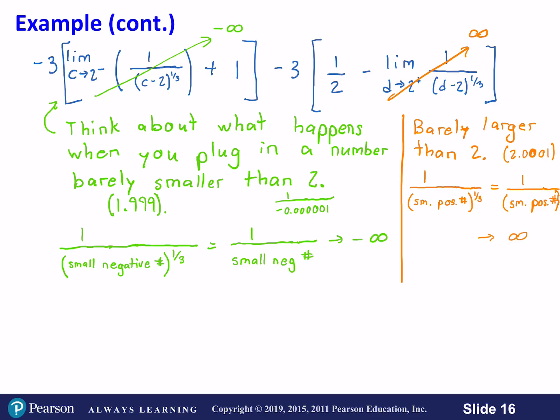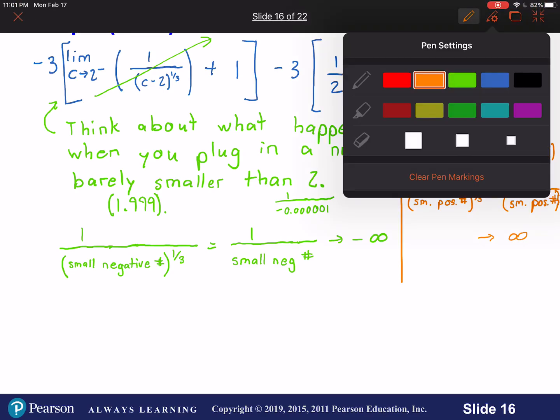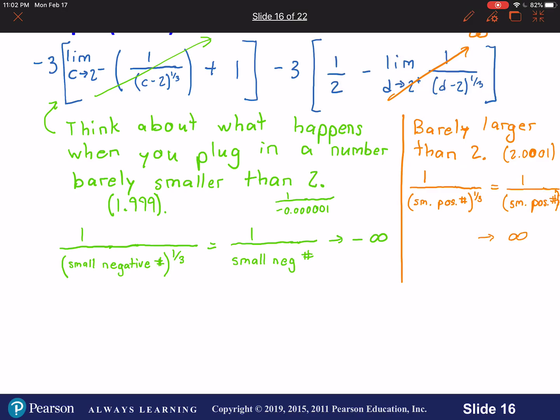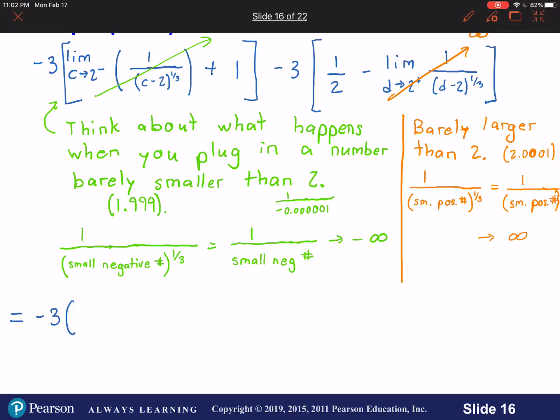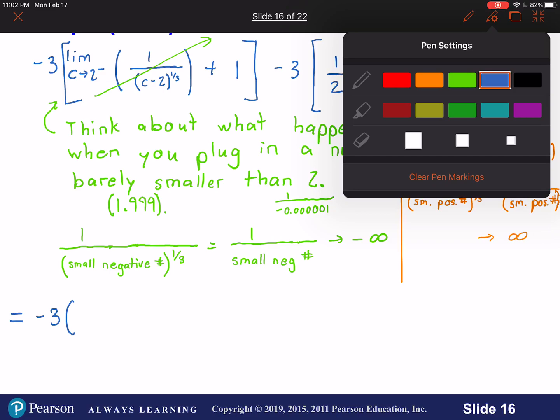So we can write this. Now, finally, let's return to our nice blue. We can write that this thing is equal to -3, and I don't quite want to write -3 times infinity, and so let's just kind of think about what happens here.